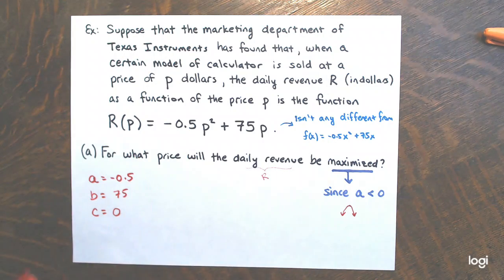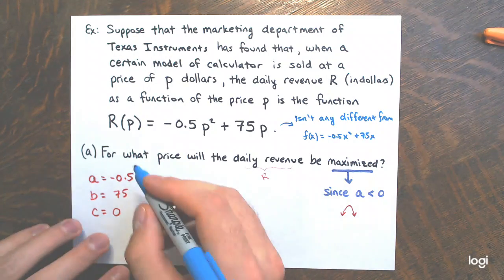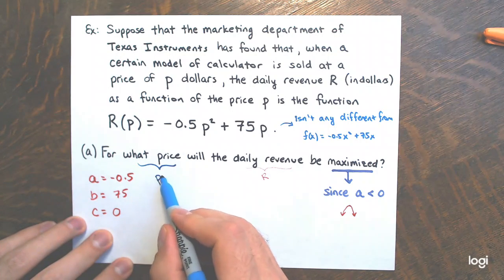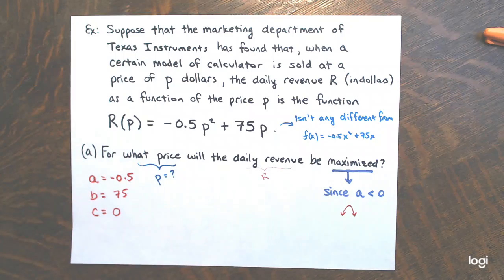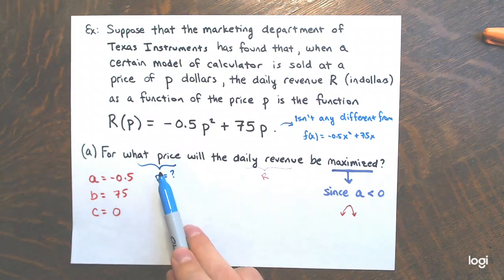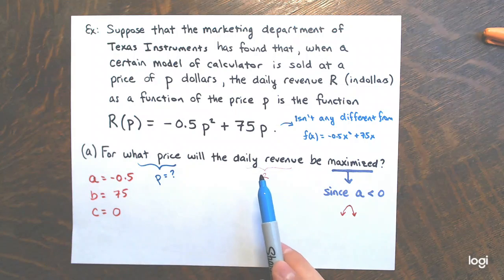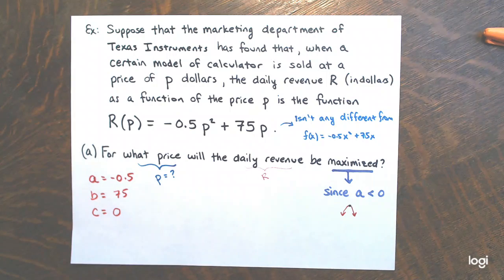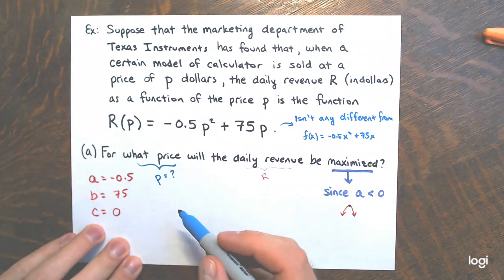So the question is, for what price? Well, that means what's P? P equals what? What price? What is the value of P that I would need to plug in to get the largest possible value of R? Well, that's just finding the vertex. That's just finding the input value of the vertex.